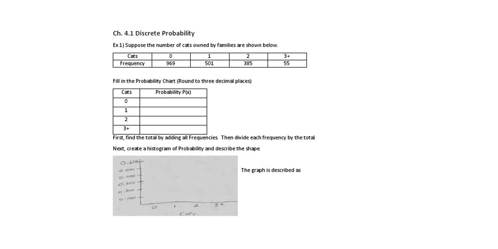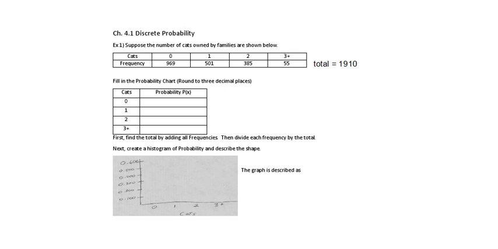Okay, in chapter 3, we did figure out how to do probability, and the number one thing we must do for probability is find the total. So the first step is to add up all the numbers. And the total, if you sit here and add them, is 1,910.